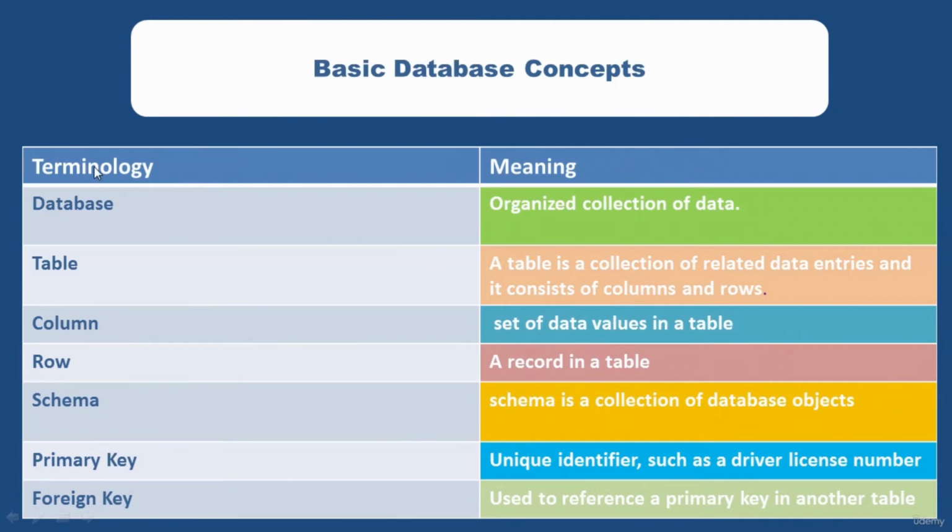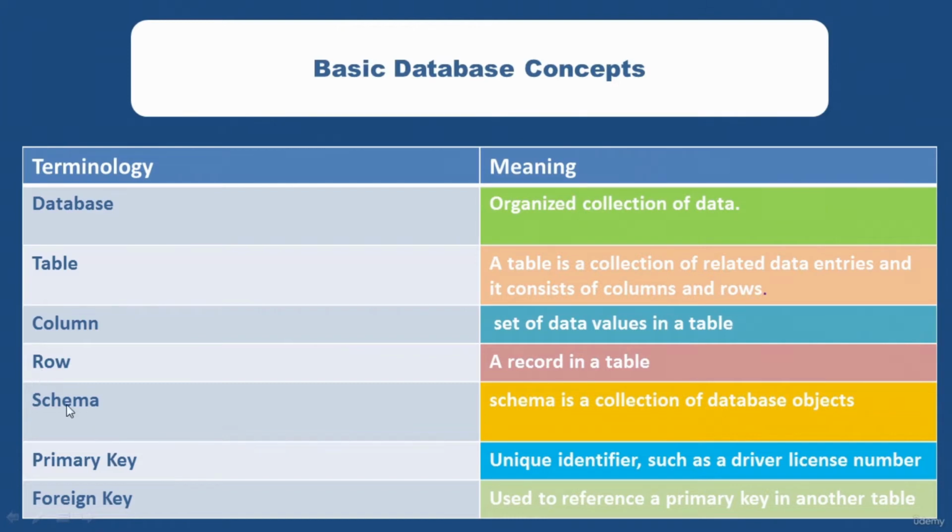So the columns are horizontal. For example, this word terminology can be referred to as a column, and this word meaning can be referred to as a column. The rows are going vertical. So these database, table, columns, all these are referred to as rows. So basically, this is how the table is structured in a database table. You've got the columns going horizontal and the rows going vertically. Each row in a database table is referred to as a record.